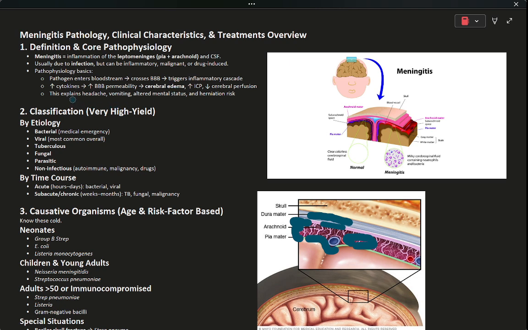But clinically speaking, the classic symptoms you'll see include headache, vomiting, altered mental status, and herniation risk.